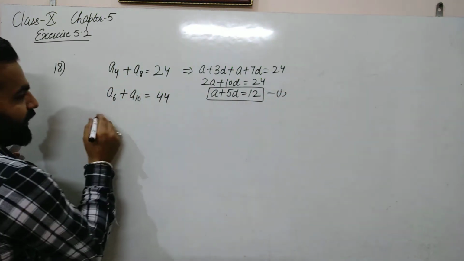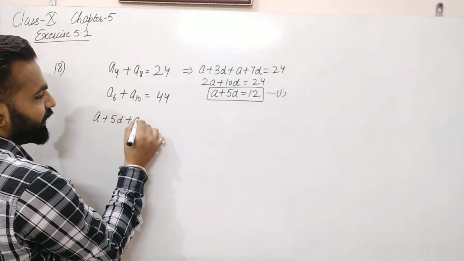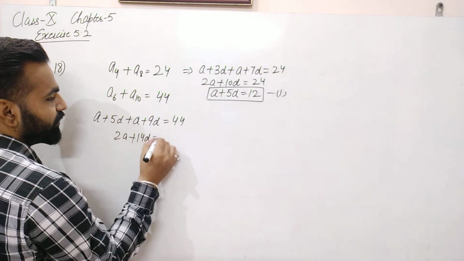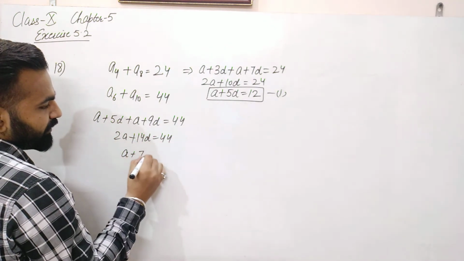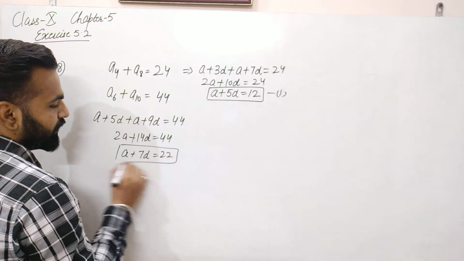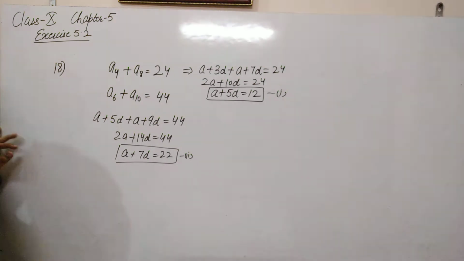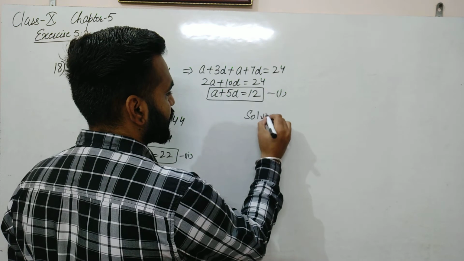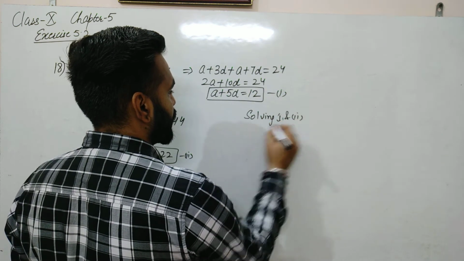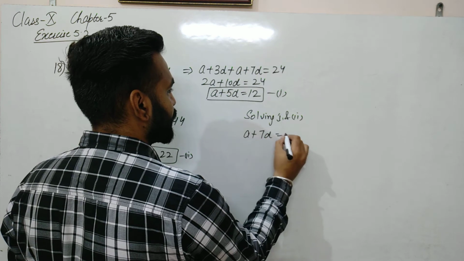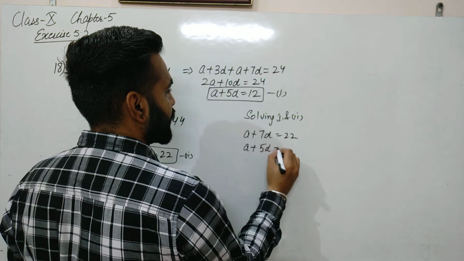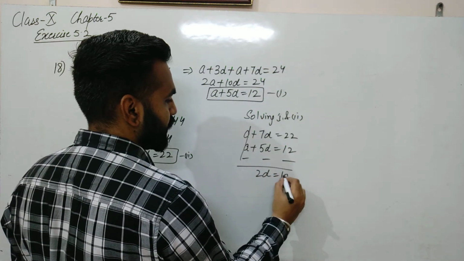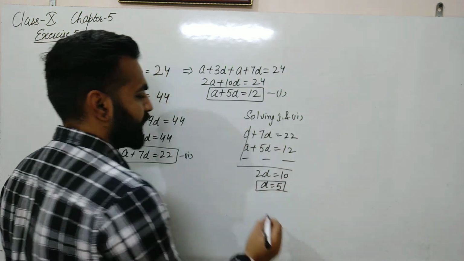Here, from here, A plus 5D plus A plus 9D is equal to 44. 2A plus 14D is equal to 44. This will become A plus 7D is equal to 22. Let us say this is equation number 2. Now we will solve both the equations. So solving 1 and 2. A plus 7D equal to 22, A plus 5D is equal to 12. This will cancel out. 2D is equal to 10, D is equal to 5.